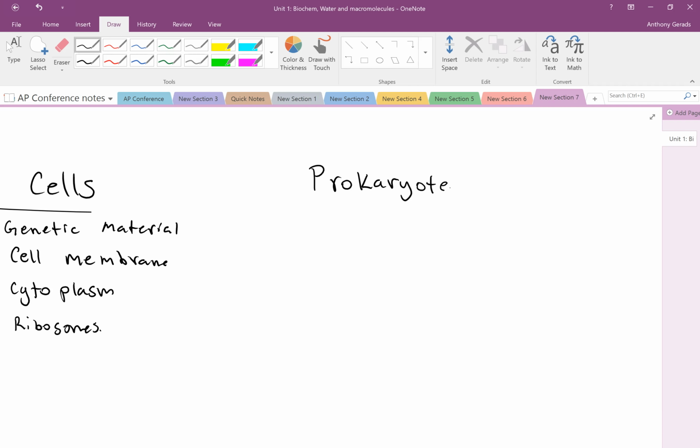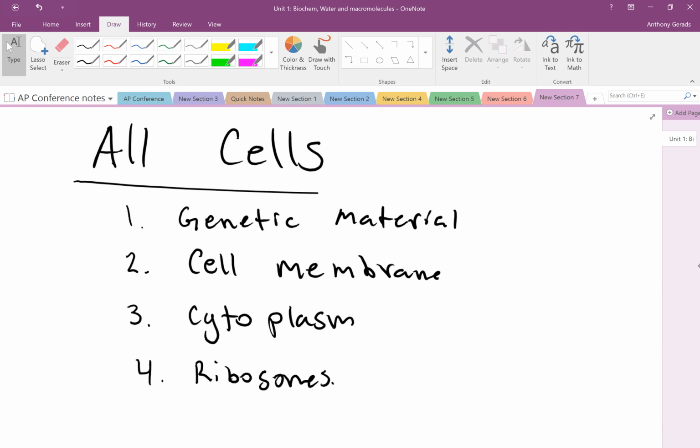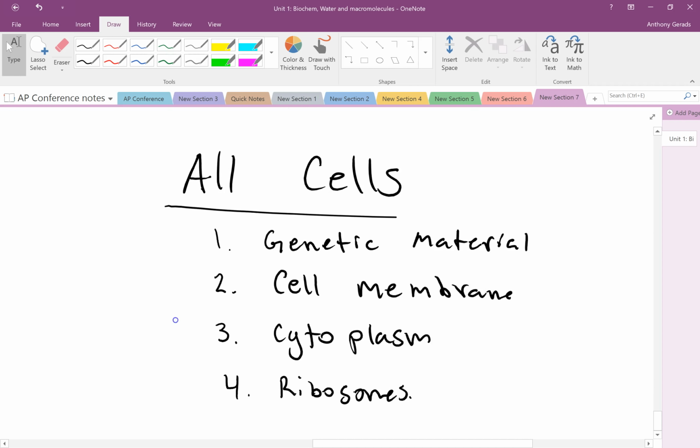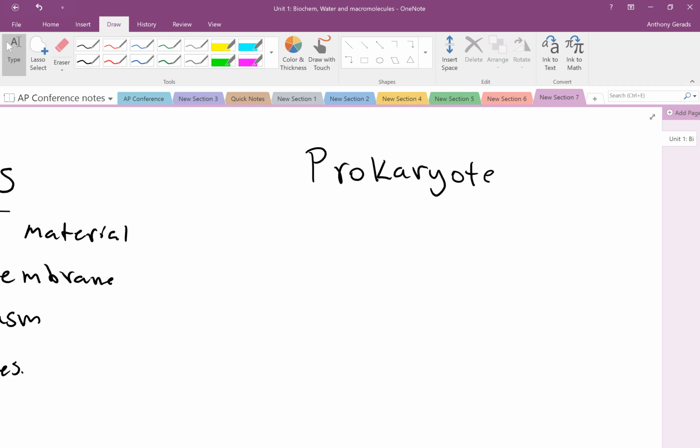No, it does not, because there's not a nucleus. Wait, am I dumb? It does, of course. All cells, regardless of their type, have those 4 things.